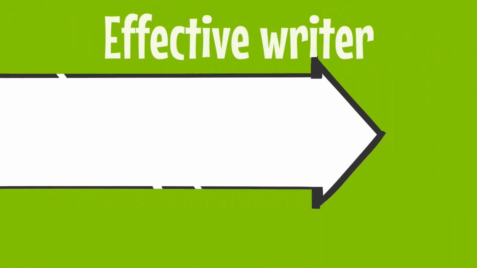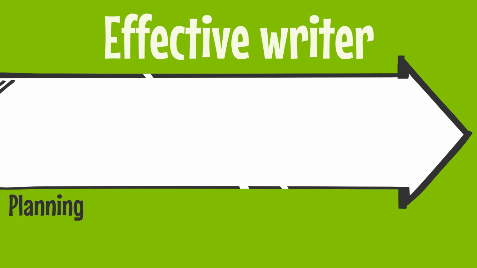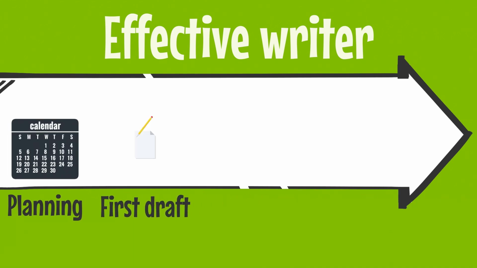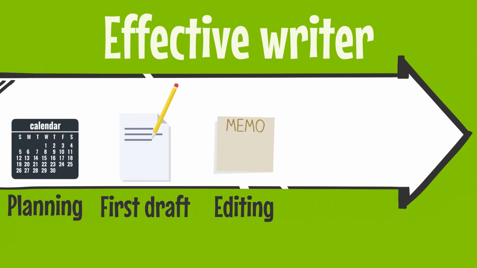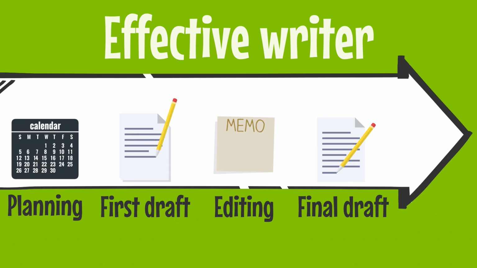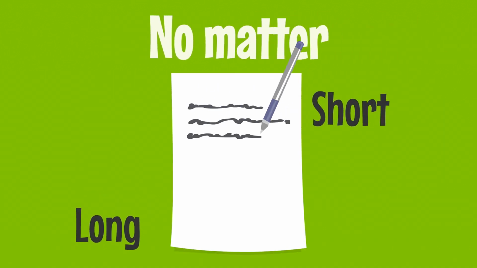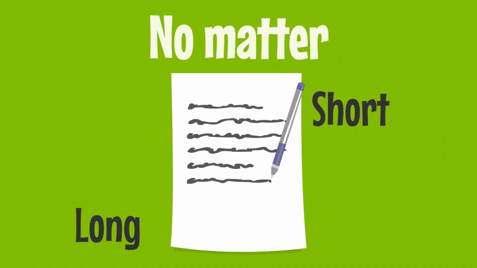To be an effective writer, there are a number of steps that must be followed. These include planning, first draft, editing, and final draft. No matter how long or short the text, these steps should always be followed.